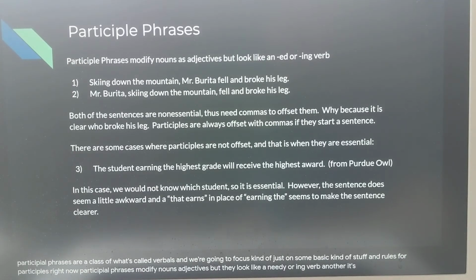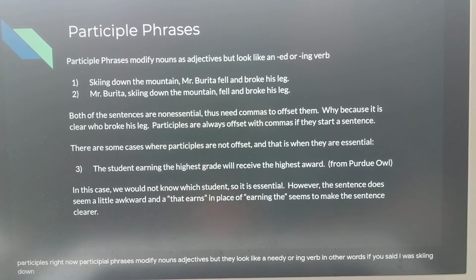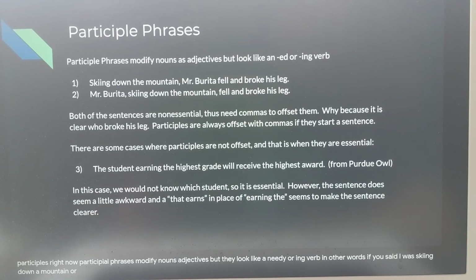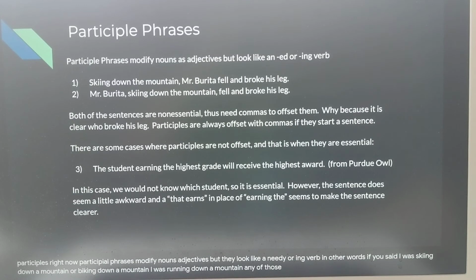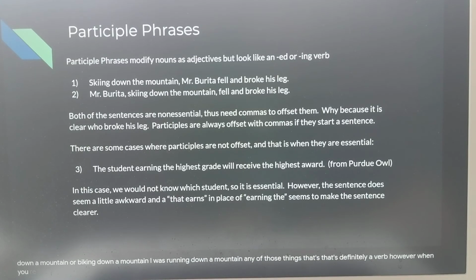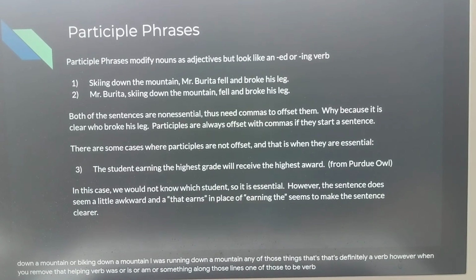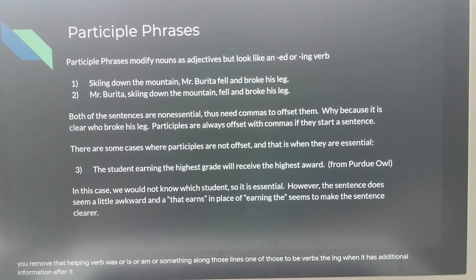In other words, if you said I was skiing down a mountain, bam, that's a verb. Or I was biking down a mountain, I was running down a mountain. Any of those things, that's definitely a verb. However, when you remove that helping verb, was or is or am or one of those to be verbs, the ing, when it has additional information after it, can function as an adjective. So let's look at the two sentences before that.